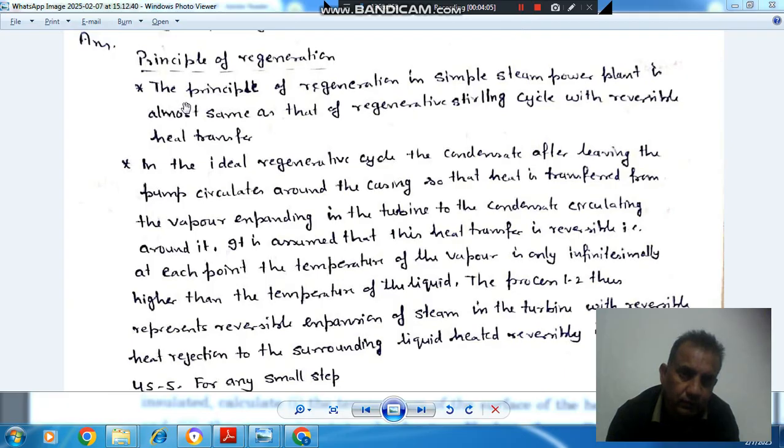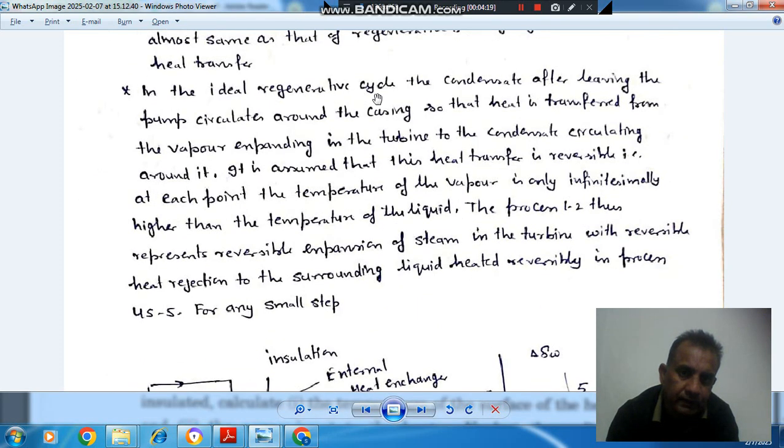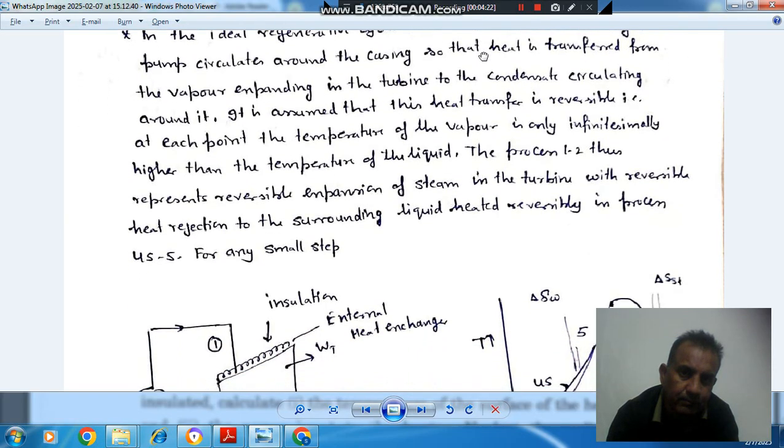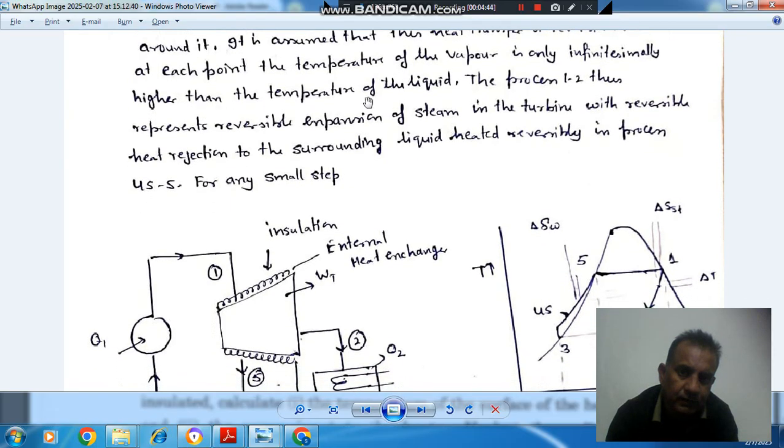The principle of regeneration in a simple steam power plant is almost the same as that of the regenerative Stirling cycle with reversible heat transfer. In the ideal regenerative cycle, condensate after leaving the pump circulates around the casing so that heat is transferred from vapor expanding in the turbine to the condensate circulating around it. It is assumed that this heat transfer is reversible. At each point, the temperature of vapor is only infinitesimally higher than the temperature of liquid.